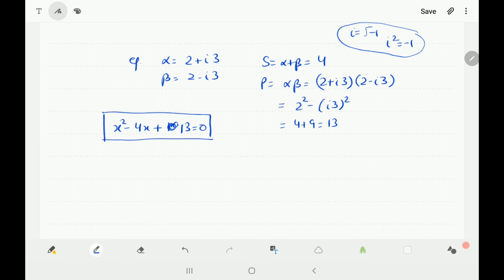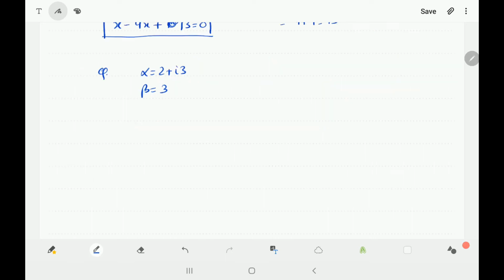Okay, so if you see, the coefficients of this equation are real numbers only. So if a root is 2 plus iota 3 and the other root is 2 minus iota 3, we must get the coefficients as real numbers. But let's say we have alpha as 2 plus iota 3 and beta as 3. So one root is a complex number here and the other root is a real number.